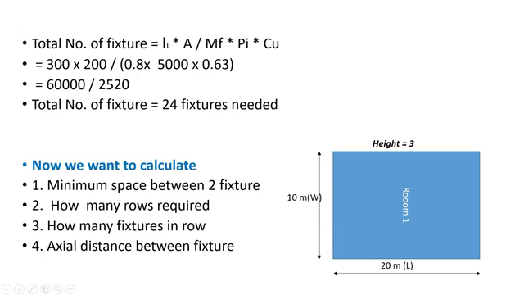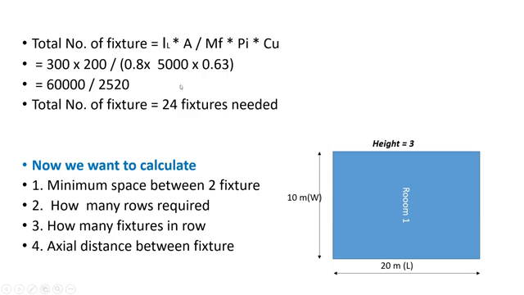Total number of fixtures equals 300 into 200. 300 means the lighting lux required for the room, and 200 is the area, the length multiplied by width. Then maintenance factor 0.8, total light output 5000, and the correction factor 0.63. Then I got the value. The total number of lighting fixtures required is 24 fixtures to meet this 300 lux level in the substation room.